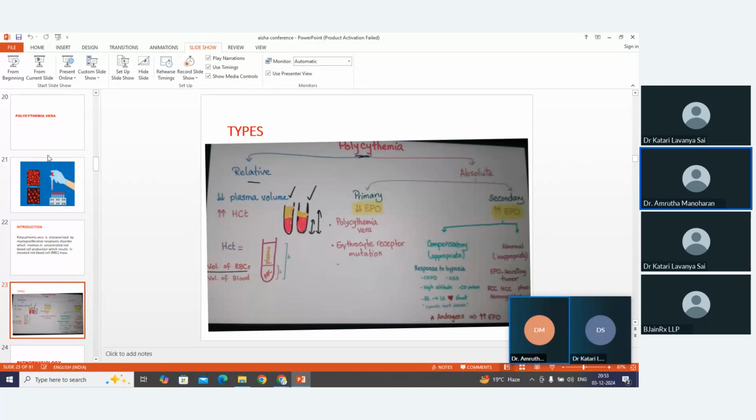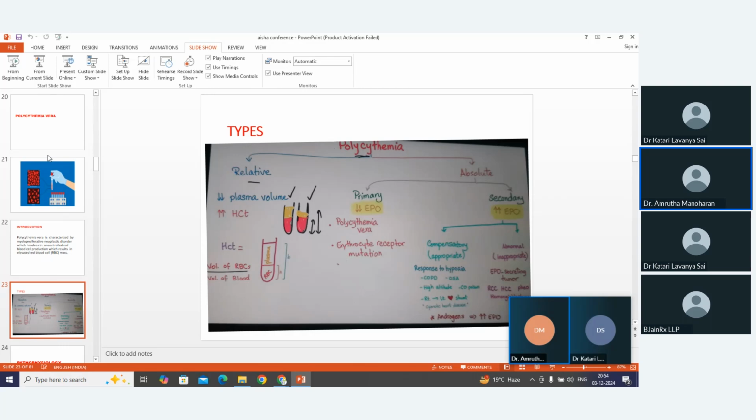Under primary, there is a change in erythropoietin signaling: as a consequence of erythropoietin receptor mutation, it ultimately leads to primary polycythemia vera. The second type, secondary, is mainly due to increased erythropoietin as a consequence of a compensatory mechanism, in response to hypoxia, COPD or high altitude. In high altitude cases, it triggers the erythropoietin release.